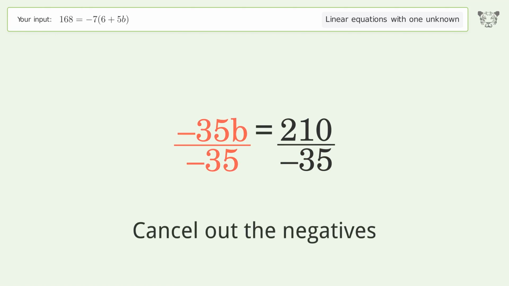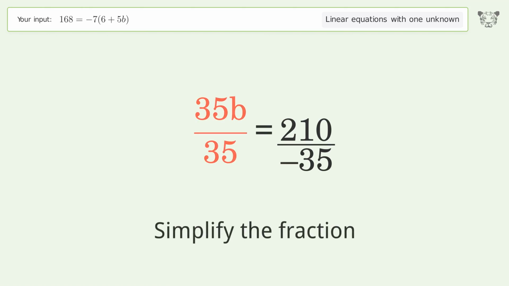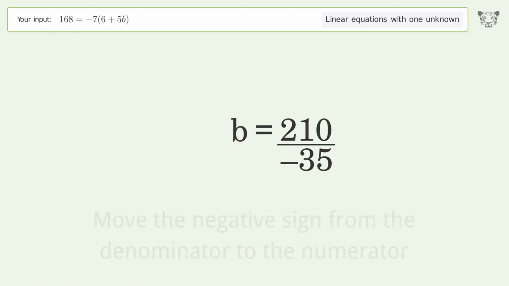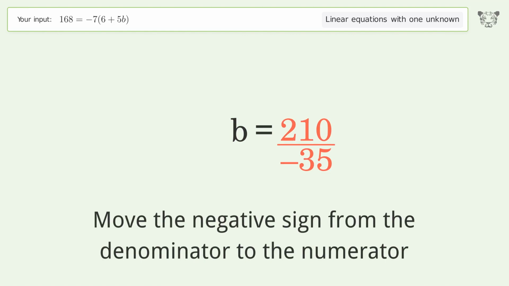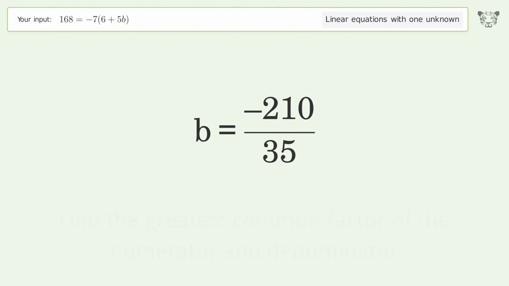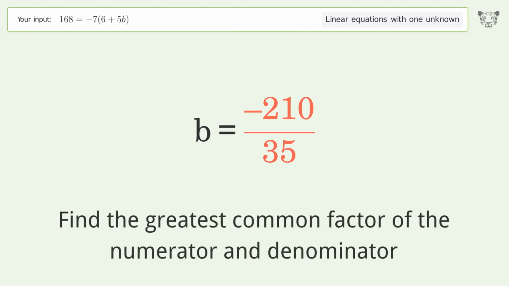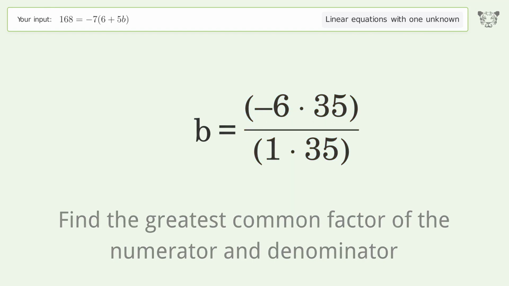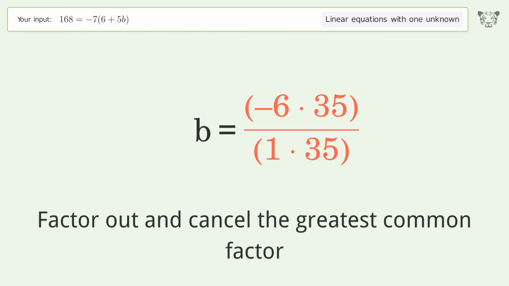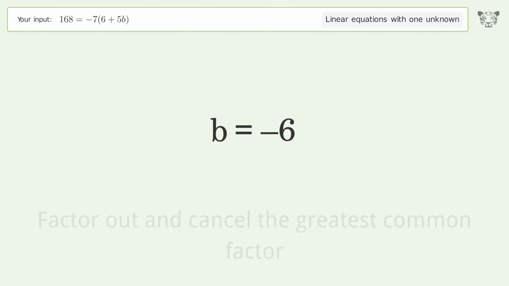Cancel out the negatives. Simplify the fraction. Move the negative sign from the denominator to the numerator. Find the greatest common factor of the numerator and denominator. Factor out and cancel the greatest common factor. And so the final result is b equals -6.